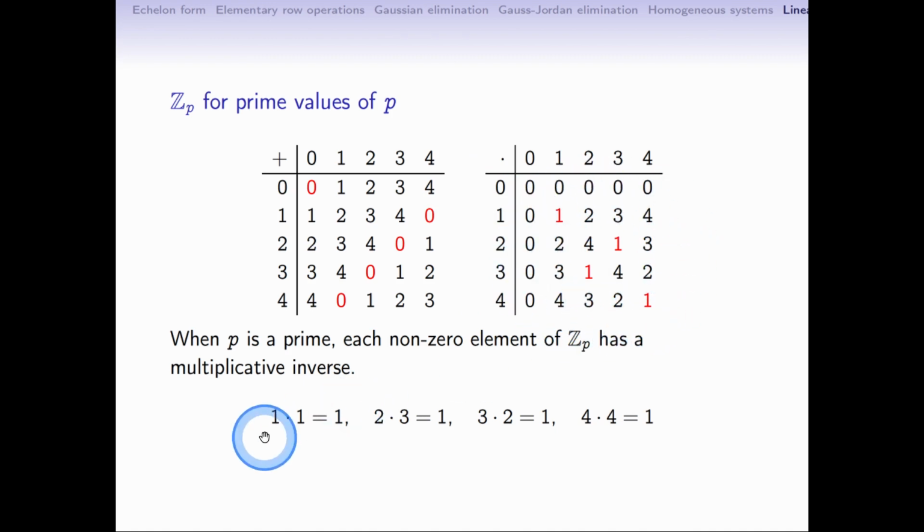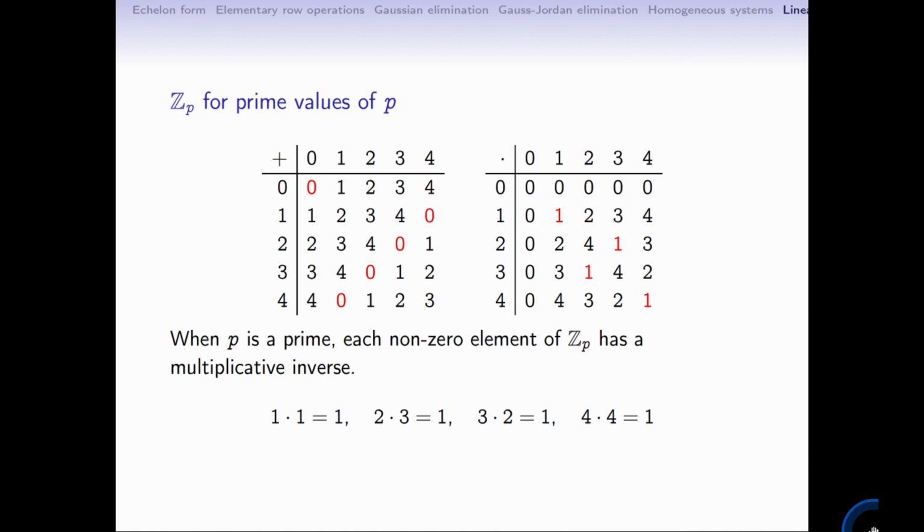All right, so I've got the multiplicative inverses down here. 1 times 1 is 1, 2 times 3 is 1, 3 times 2 is 1, and 4 times 4 is 1. So from this table, we can always find the multiplicative inverse of any non-zero element of Zp.